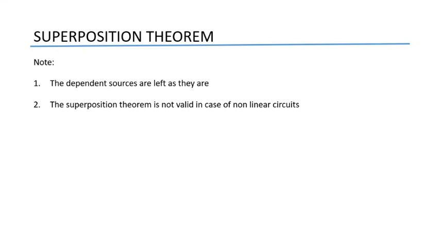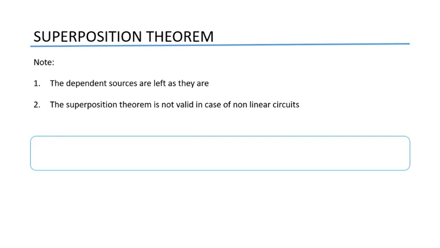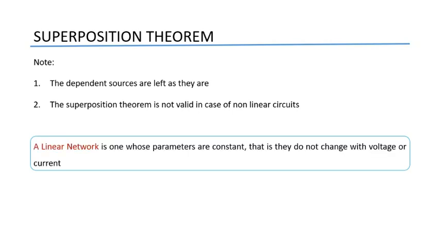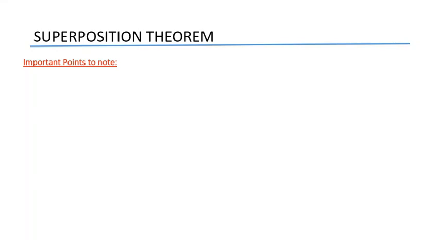The second point is that superposition theorem is valid only for linear circuits. It's not valid for non-linear circuits. And the question is, what is a linear network or a linear circuit? A linear circuit is one whose parameters are constant. That is, they do not change with voltage or current. All the parameters will be constant irrespective of the magnitude of voltage or current.